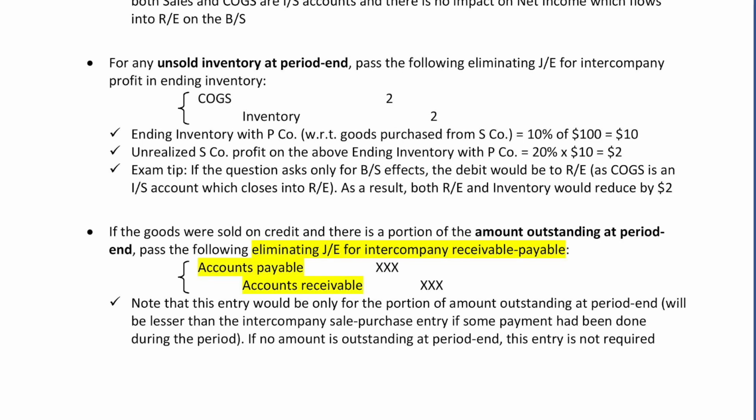Now, if due to the intercompany sales of inventory, there's some profit in ending inventory, we need to make sure that there is elimination of the intercompany profit in ending inventory. And such an entry would have COGS on the debit and inventory on the credit. Now, if you combine the journal entry for the intercompany sales purchase and the journal entry of the intercompany profit in ending inventory, you would have sales on the debit, COGS on credit, inventory on credit. And let's look at that on our example on page 20.